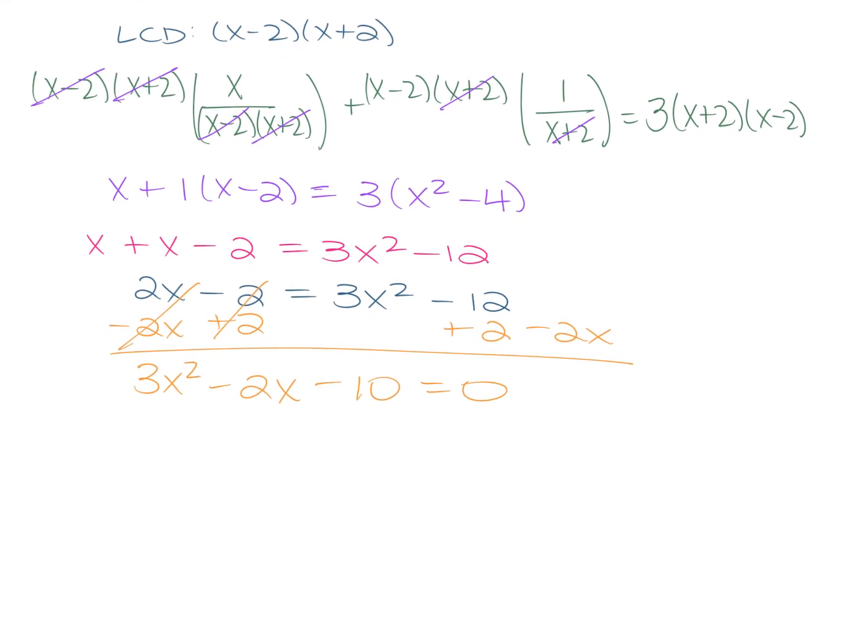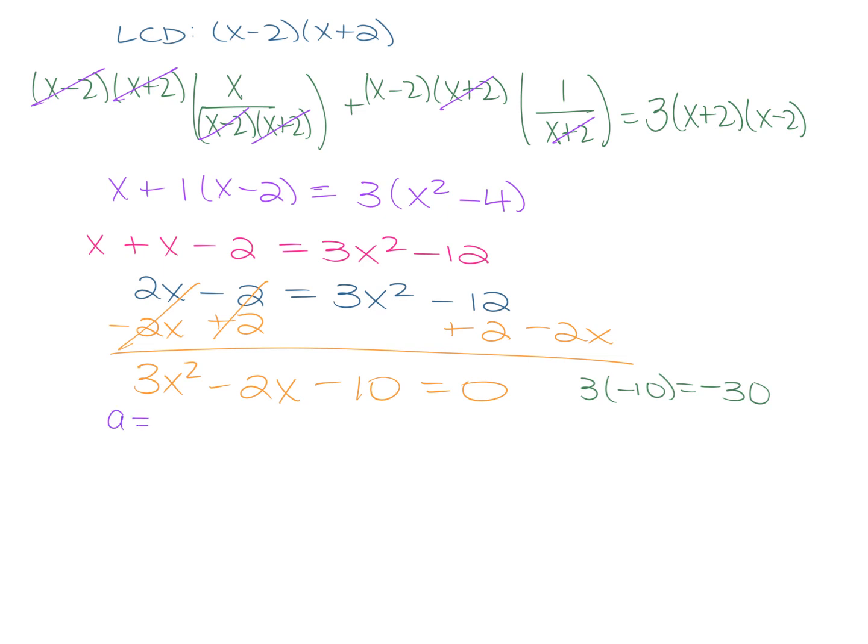You don't have a greatest common factor. Your 3 times -10 is -30. You're looking for factors of -30 that add up to -2. You don't have any. You have 1 and 30, that doesn't work. 2 and 15, that doesn't work. 3 and 10 doesn't work. 4 doesn't go into it evenly. 5 and 6 don't work. So use your quadratic formula.